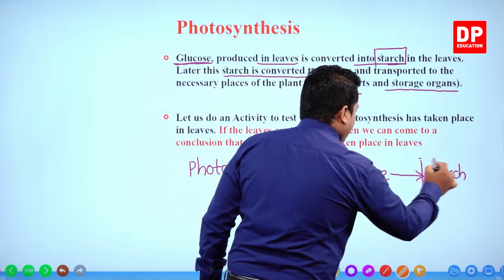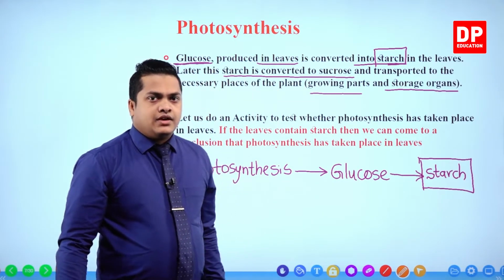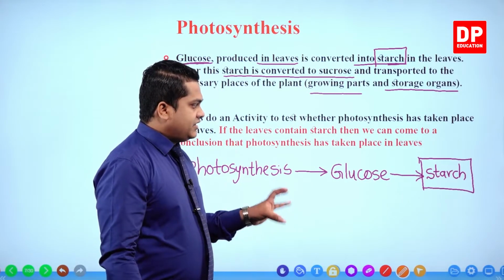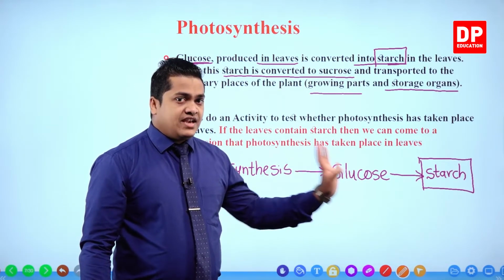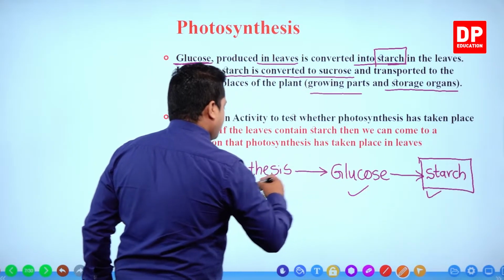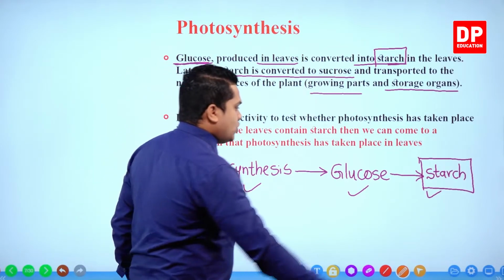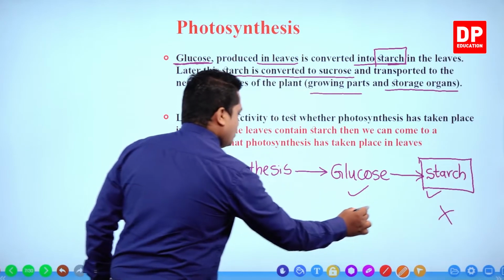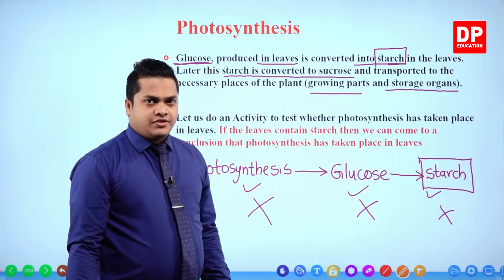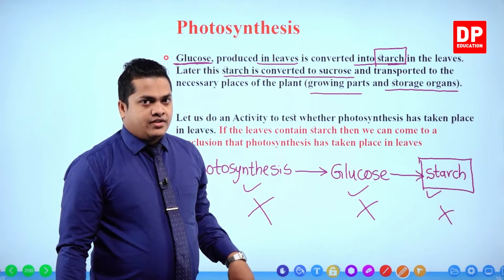So this is the main component which is getting stored within the plant leaf upon photosynthesis, right? So we are testing whether the starch is there or not. If there is starch, then definitely there should be glucose. If there is glucose, yes, the photosynthesis has occurred. If there is no starch, then no glucose, then no photosynthesis. So we are testing whether starch is there or not.